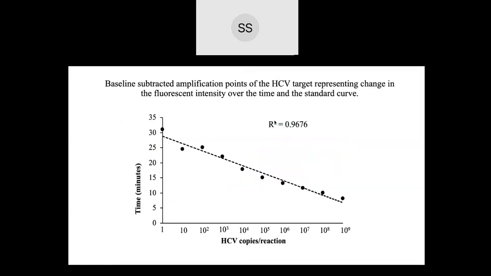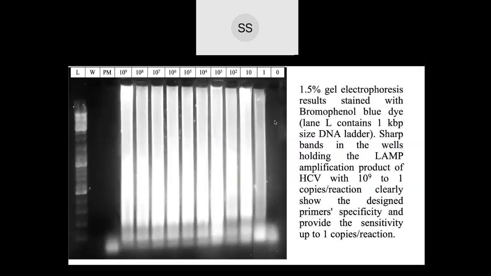Next, we plotted the baseline value, and we observed a good fitted line with an R-square value of 0.967. These results were further validated on a 1.5% gel electrophoresis, and the products were stained with a bromophenol dye. Long sharp bands are seen in the wells containing the amplified product with different concentrations, and no bands are observed in the primer master mix reaction and in the well carrying the product from 0 copy of the target per reaction.